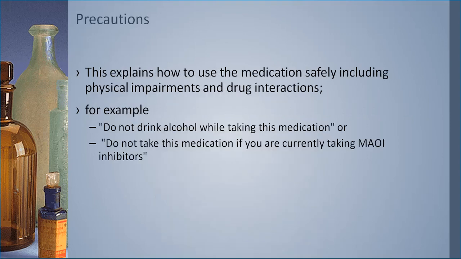All right. Another one is precautions. Precautions explain how to use the medicine safely, including whether the medicine can have any physical impairments and drug interaction. For example, we ask patients not to drink alcohol while taking this medicine. The simple example I gave, if somebody is taking a common cold medicine and adds alcohol, the effect is going to be very strong. So that's a precaution that I normally give.